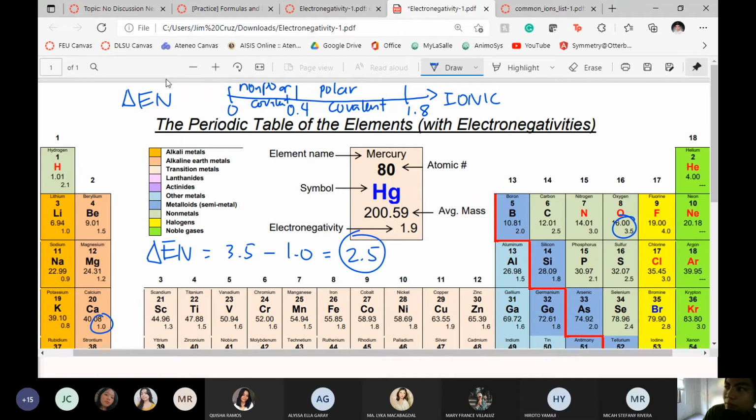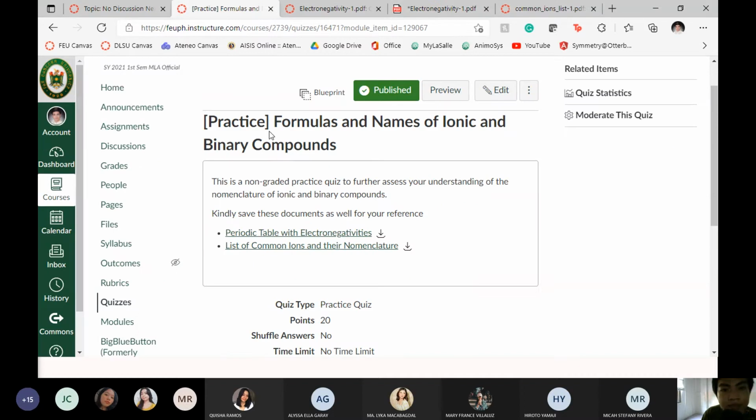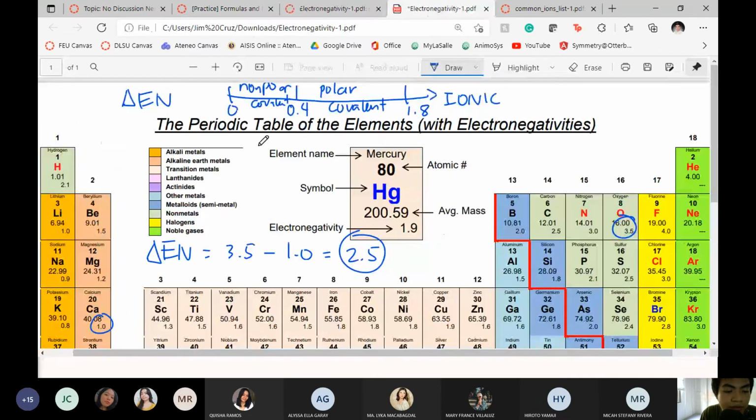The copy of this periodic table is uploaded here in your practice test, and I highly suggest that you take this. The correct answers will show at the end of your attempt, at your last attempt.